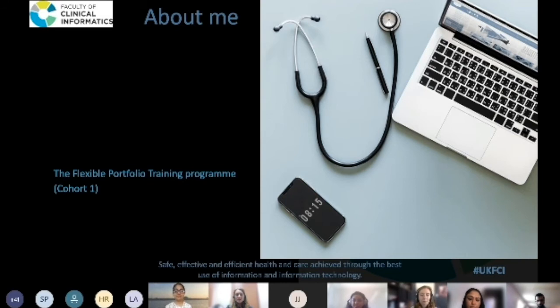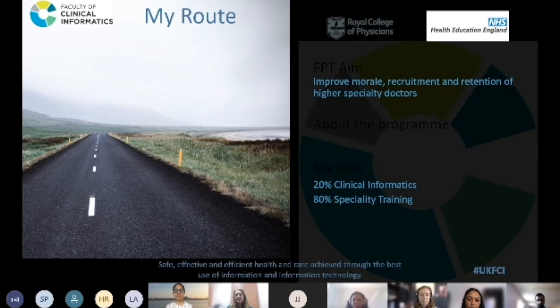So in terms of my route into informatics, as I say, that is through the Flexible Portfolio Training Programme. And just to tell people a little bit about that, if you're not familiar, that is an initiative that was put together between the Royal College of Physicians and also Health Education England. And the aim was to improve the morale amongst medical registrars and also to try and increase recruitment and improve retention of medical registrars into underfilled specialties, particularly those that are dual accrediting specialties, which means we contribute to the general medicine on-call take.